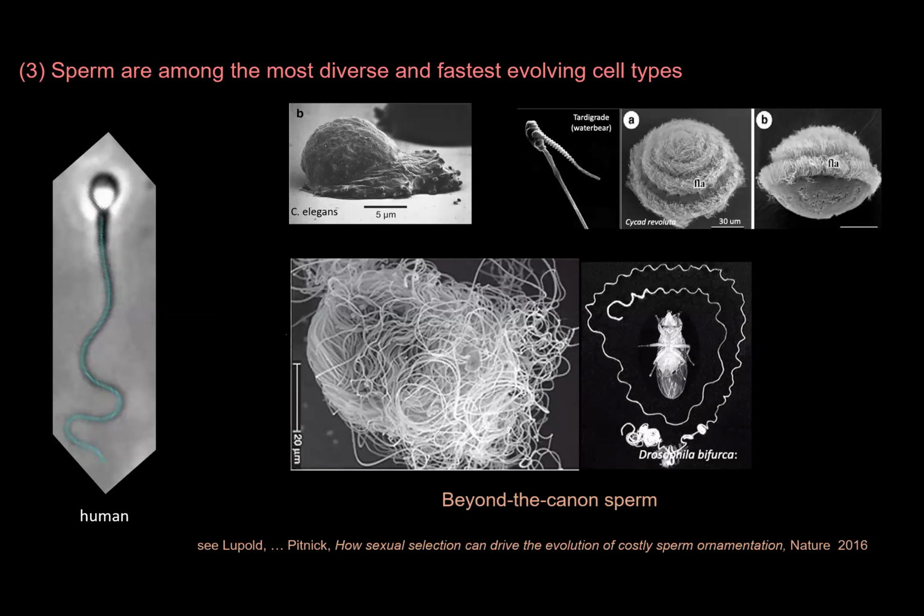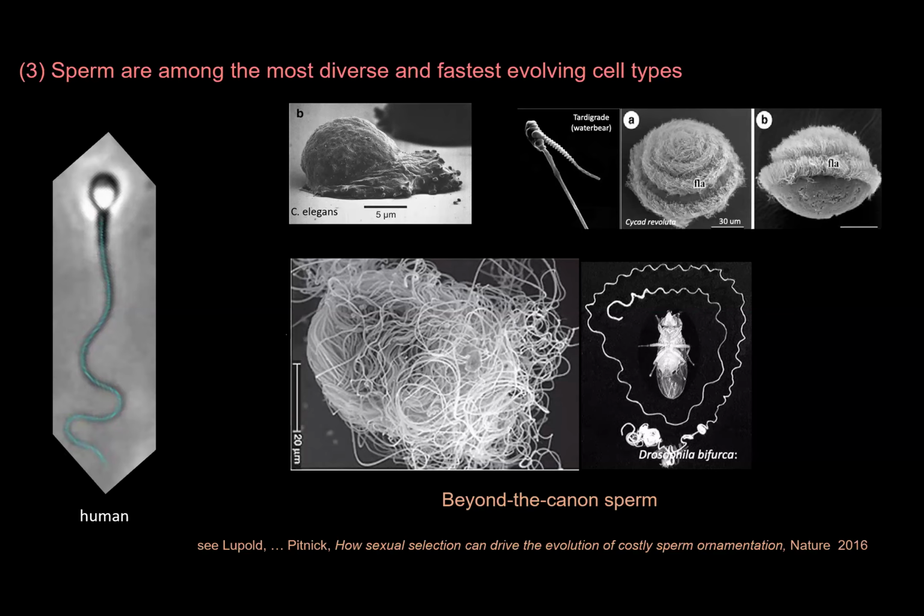And so for the nematode, that's what the sperm looks like. This is what the sperm looks like for a fly, Drosophila bifurca. This is what the sperm looks like for something that I don't remember, but it's covered with thousands of flagella and it spins around. So there's this great variety of sperm, and there's interesting things to learn from. Okay, so I call these beyond the canon sperm.